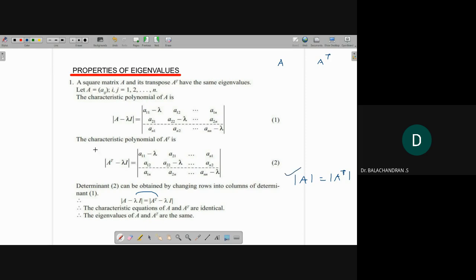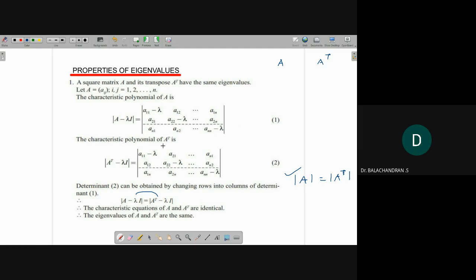Now come to the property and the proof. I orally told everything; now we will go step by step. A square matrix A and its transpose A transpose have the same eigenvalues. Let A equal Aij, with i, j running from 1 to n. The characteristic polynomial of A is determinant of A minus lambda I.